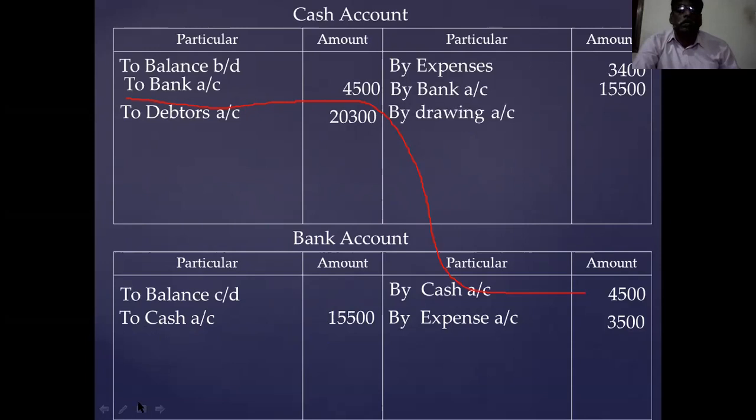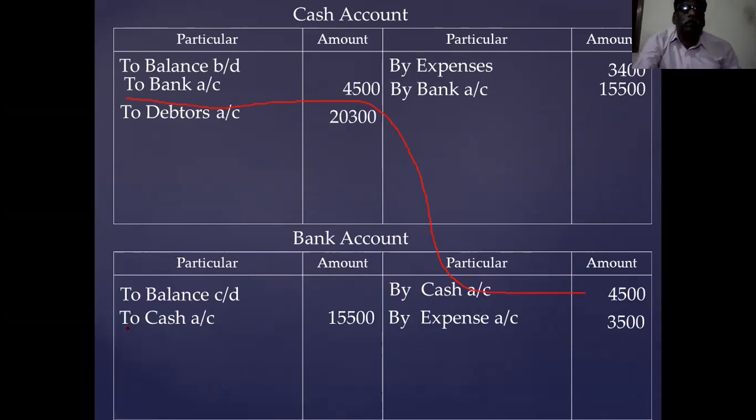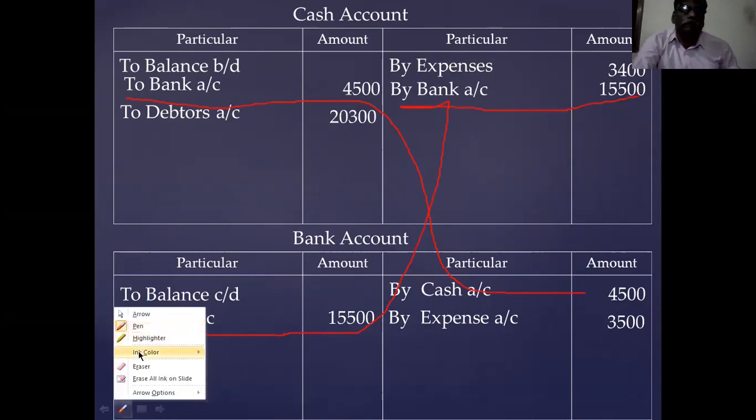It is a receipt in the bank. If cash is deposited, it is received in the bank and paid by the cashier. Okay, this is the entry. In this way, you have to make the entry.